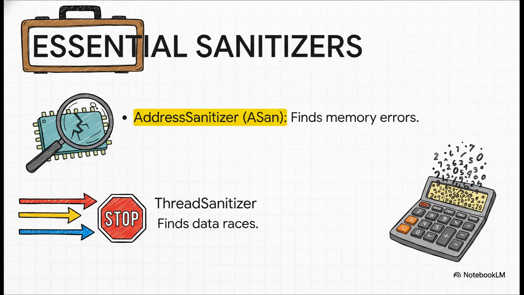And these are your secret weapons. They're called the sanitizers. You just flip a switch in your compiler, and they add checks to your code that run while you're testing. ASan will scream at you if you make a memory error, TSan finds impossible-to-spot bugs in multi-threaded code, and UBSan catches all sorts of other nasty stuff. Running your tests with these on is absolutely non-negotiable.